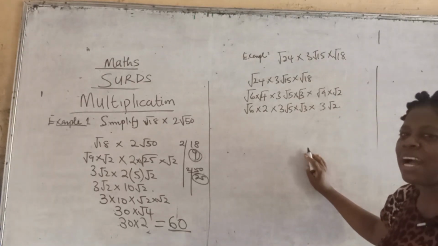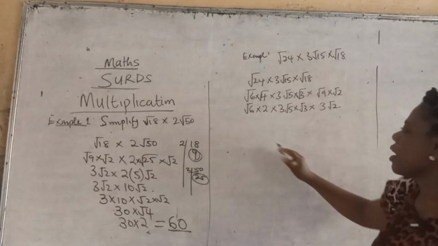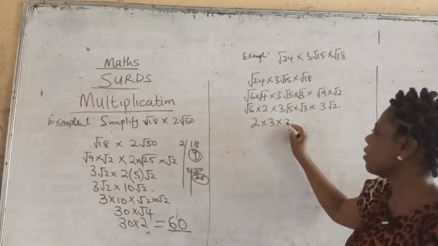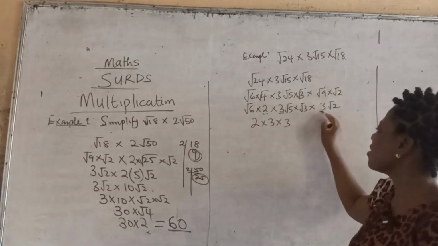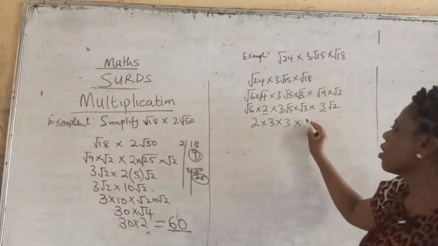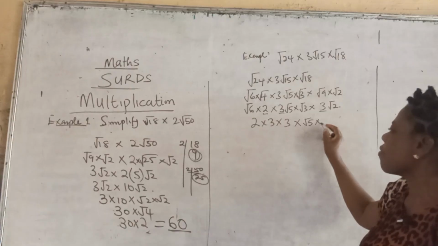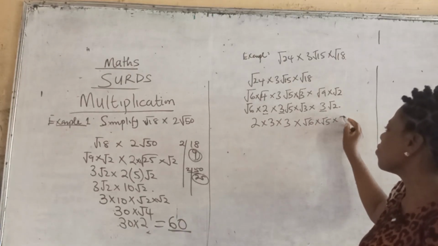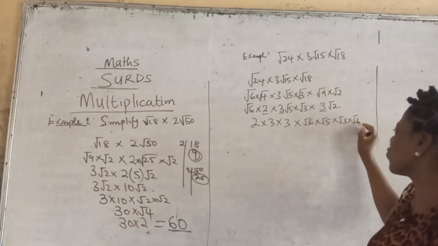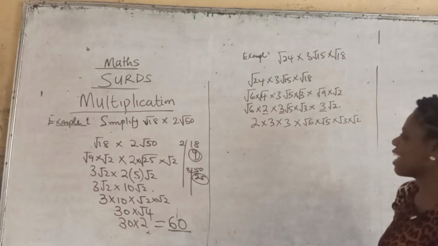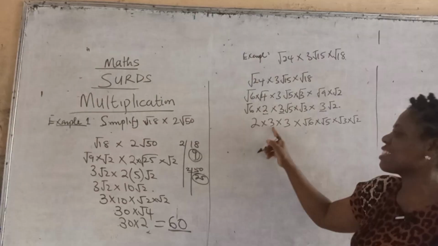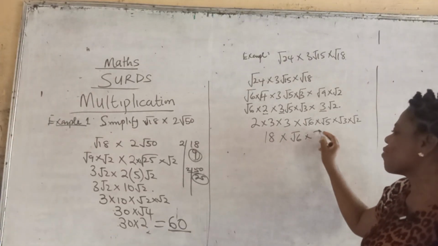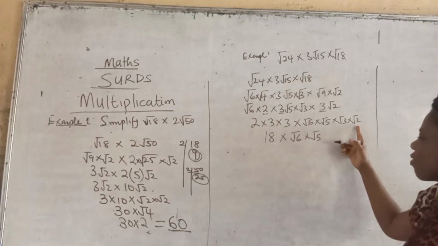Now, what did I say? Number go for number and surd go for surd. Let's pick the numbers. We have 2 there, times 3, and times another 3. This is the 2, this is the 3, this is the 3. And we'll pick the surds. We have the root 6 first, root 5 times root 3 and times root 2. 2 times 3 gives us 6, times 3 gives us 18, times root 6 times root 5.